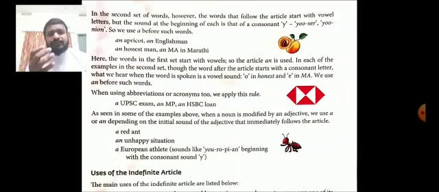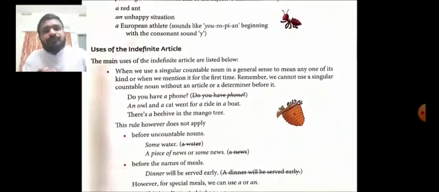The same thing has been written again: a red ant, an unhappy situation, a European. There also you need to understand that European starts with the sound U, Y-O-U. So the sound starts like that. So we use a European. And now, where to use these indefinite articles? That's what we are going to say in the next one.